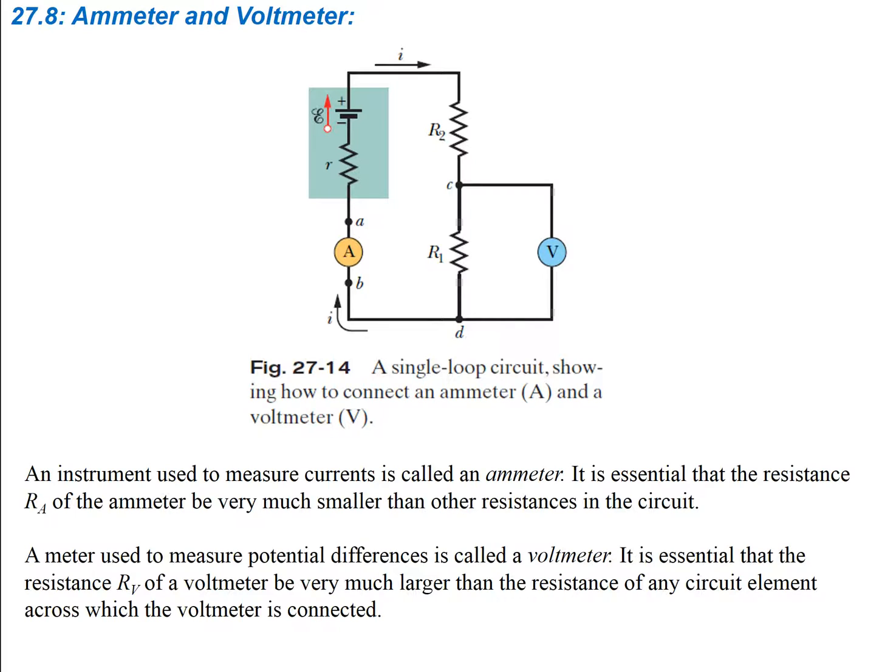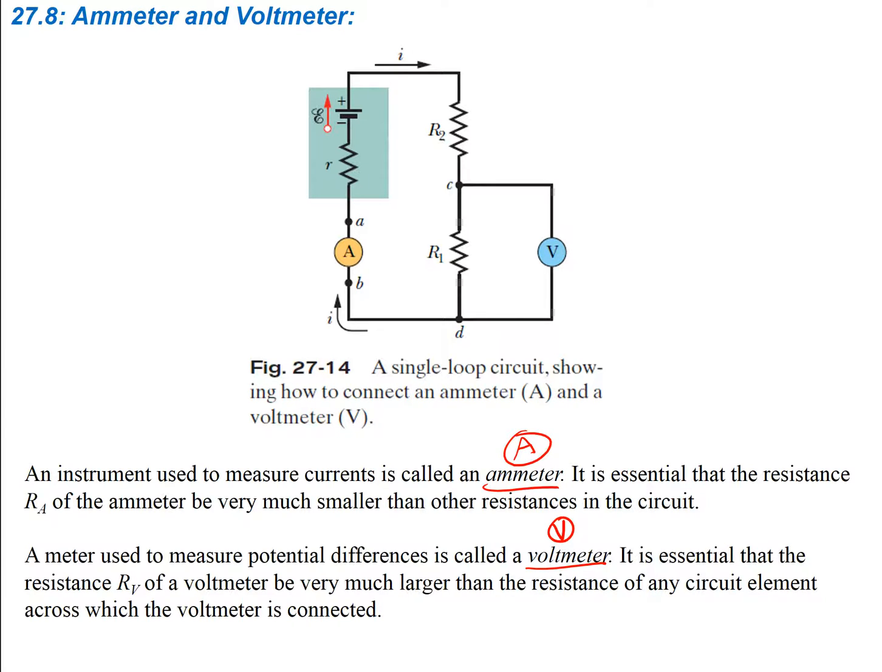An instrument used to measure currents is called an ammeter. It's essential that the resistance RA of the ammeter is very much smaller than the resistances in the circuit. A meter that's used to measure potential differences is called a voltmeter. It's essential that the resistance of the voltmeter is very much larger than the resistance of any circuit element across which the voltmeter is connected.